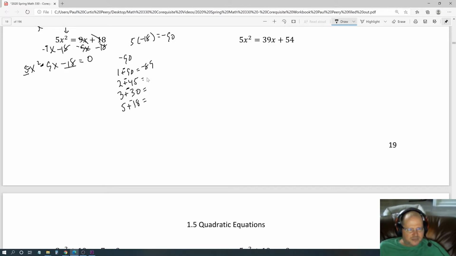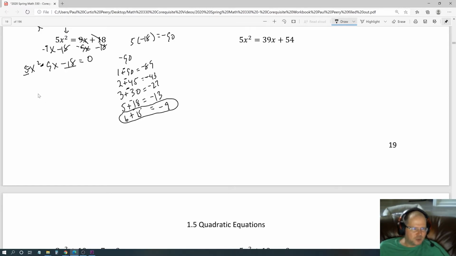I'm doing a lot of mental math, which probably isn't such a good idea. Can't really see what I'm thinking. 3 plus negative 30 is negative 27. 5 plus negative 18 is negative 13. It's not quite there. We're getting close though, right? So I can do 6 plus 15, where this is negative, and that would give me a negative 9. So it looks like these are the numbers I want.